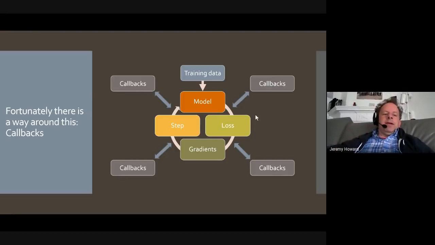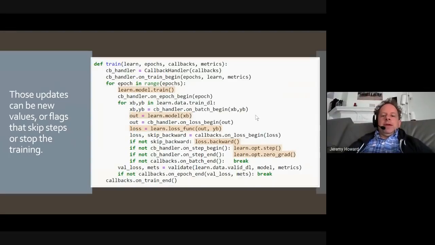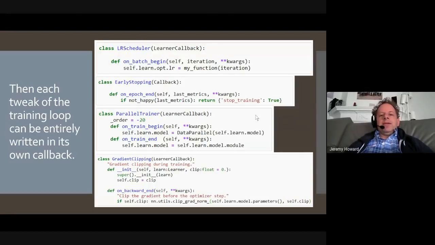We feel pretty confident in that because the training loop in fastai has not needed to be modified to do any of the tweaks that I showed you before. So even the entirety of training GANs can be done in a callback. So basically, we switch out our basic training loop and replace it with one with the same five steps, but callbacks between every step. So that means, for example, if you want to do a scheduler, you can define a batch begin that sets the optimizer's learning rate to some function.